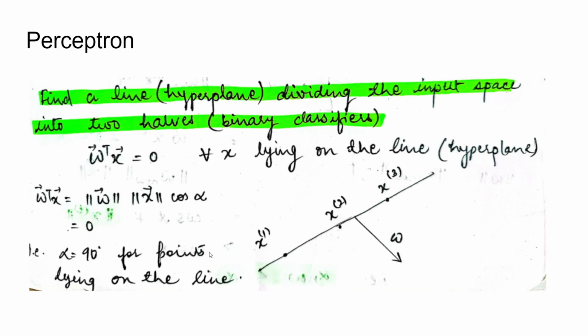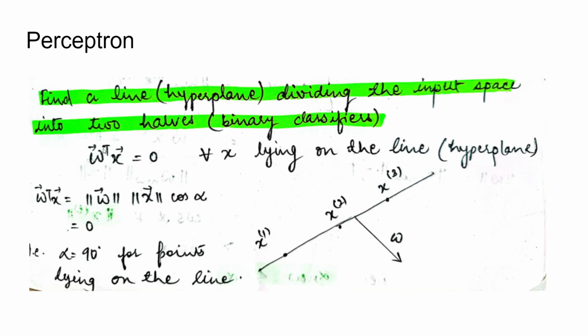Okay, so what is the perceptron doing? Basically the idea is that we have to find a line, a hyperplane in high dimension, which can divide the input space into two halves. And we are talking about binary classifiers, and that's why we want to divide the input space using the hyperplane into two halves, where each half will be representing one specific class.